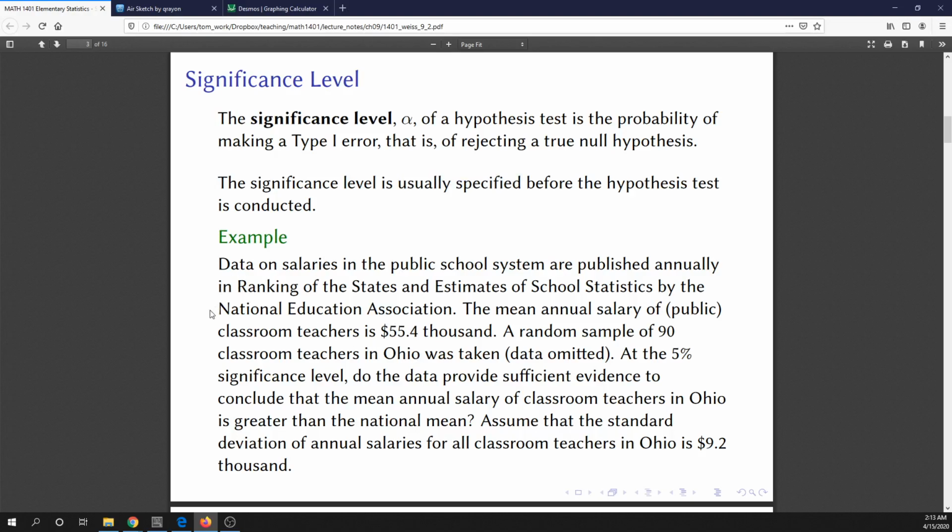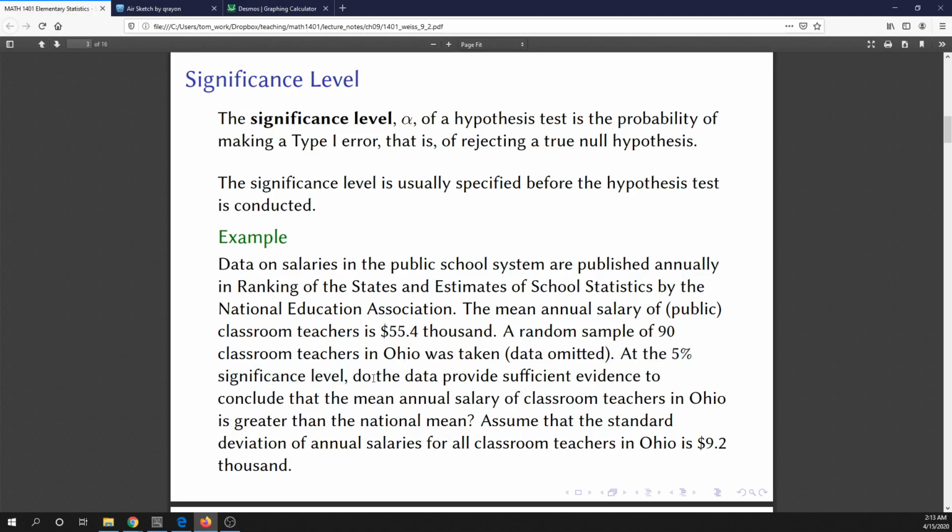Okay. All right, so just as an example of how this would appear in a typical problem that we'll work, we have this example. It says data on salaries in the public school system are published annually in Ranking of the States and Estimates of School Statistics by the National Education Association. The mean annual salary of public classroom teachers is $55.4 thousand. A random sample of 90 classroom teachers in Ohio was taken, and I've omitted the data to save some space. It says at the 5% significance level, so they're just going to come out in these problems that we're working in the book and flat out tell you what the significance level is. So it's not like you're deciding what that level is.